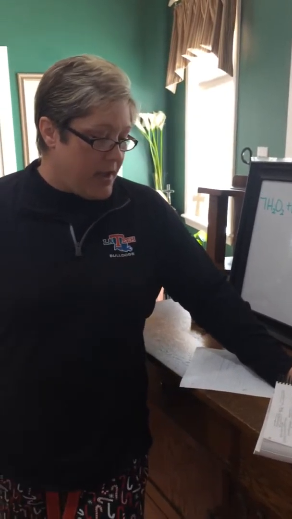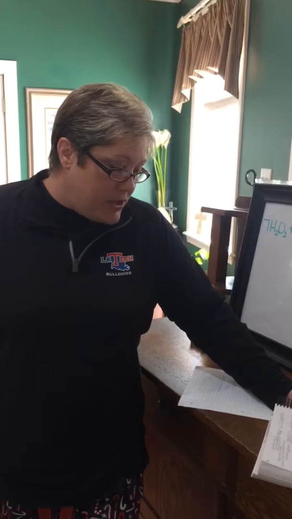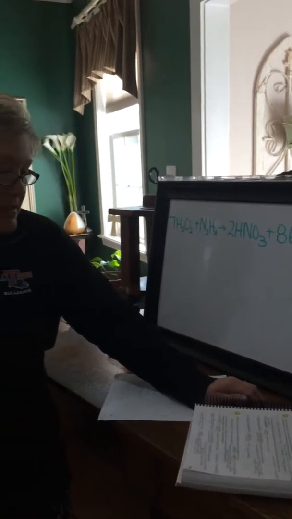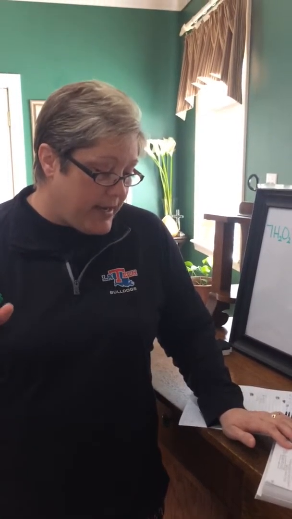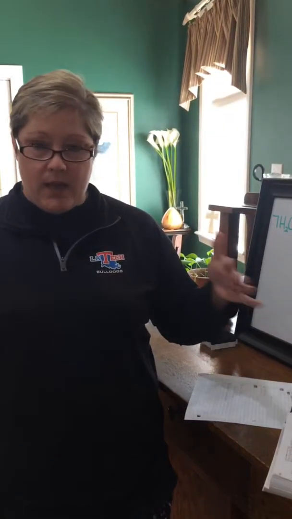The problem says one type of rocket engine uses the following reaction to develop its thrust: 7H2O2 plus N2H4 produces 2HNO3 plus 8H2O. If a rocket engine has 1,120 kilograms of N2H4 in it, what is the minimum mass of H2O2 necessary to allow the N2H4 to react completely? So let's ignore all of the things in there we don't need and see if we can figure it out.